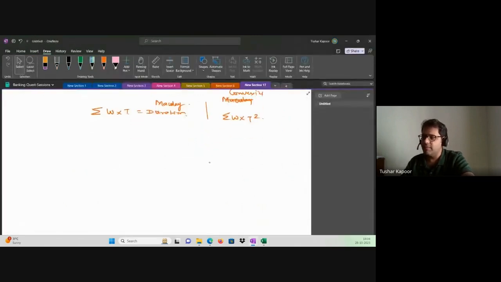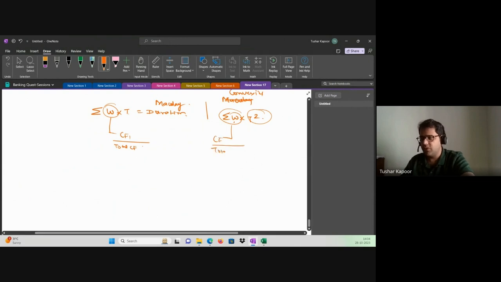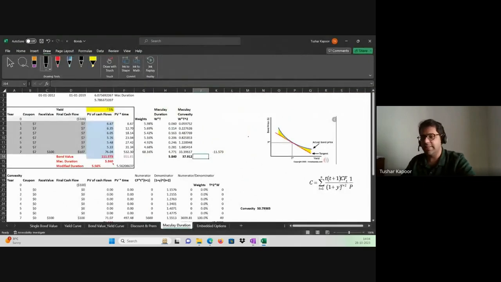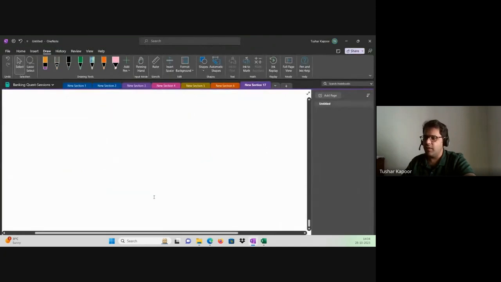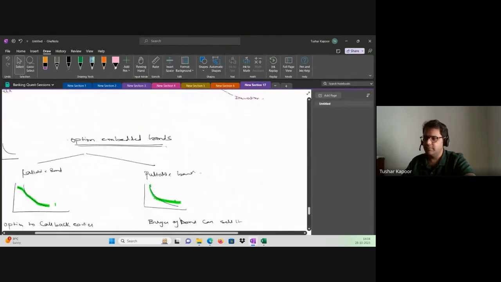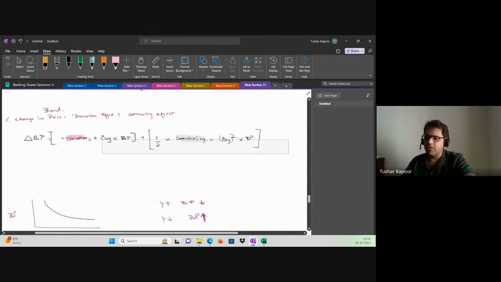So the convexity is nothing but weight into time squared. And when we talk about weight, what are these weights that I'm talking about? The cash flow for various periods divided by total cash flow is what we have been focusing on. This is how you get Macaulay duration and Macaulay convexity, which you can ultimately use in this formula to get your answer. Okay, so this is the first way.